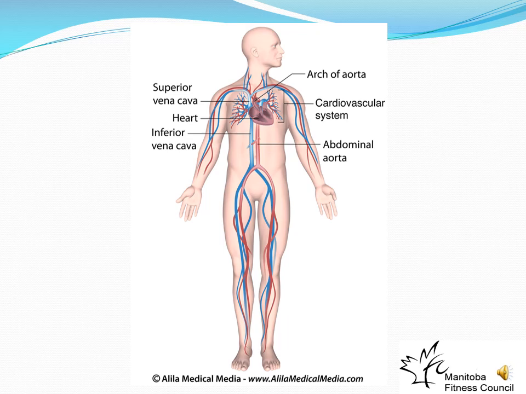So it will go from the right atrium to the right ventricle, and that right ventricle will contract, and it will send that deoxygenated blood, so blood without oxygen, to the lungs. On its way to the lungs, it is going to go from arteries to arterioles, down to our smallest blood vessels, which are capillaries.